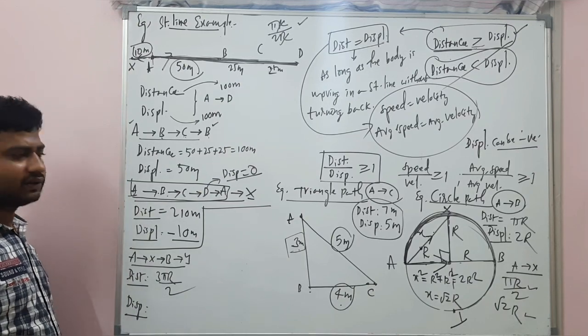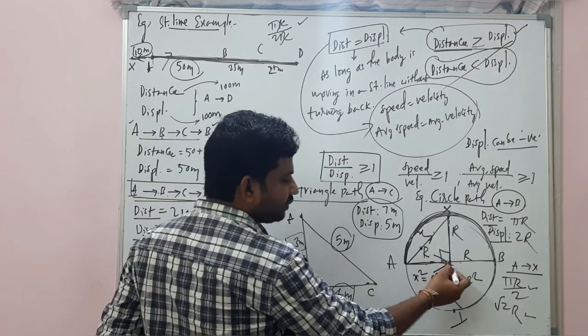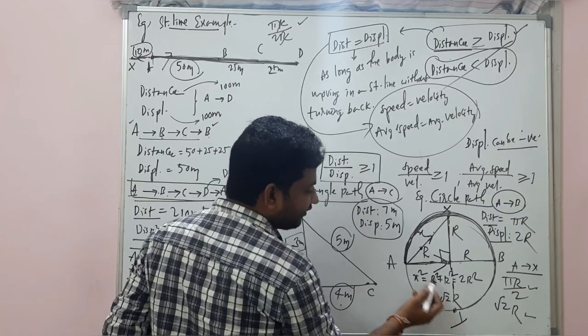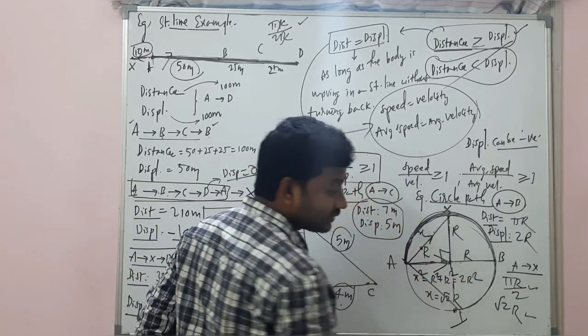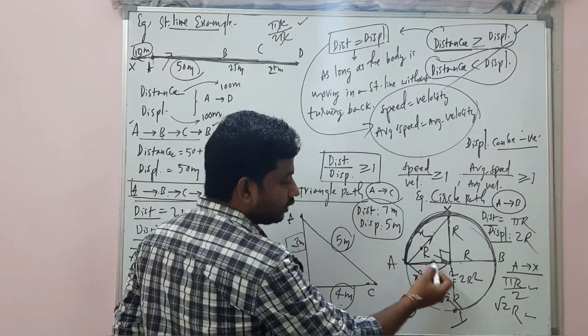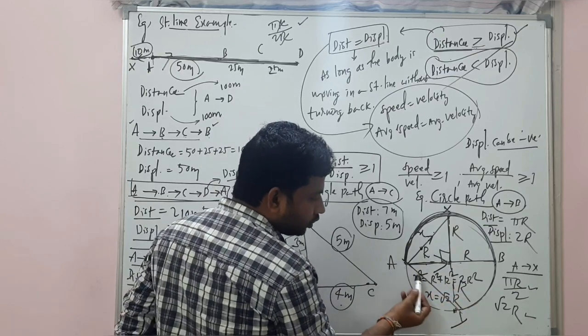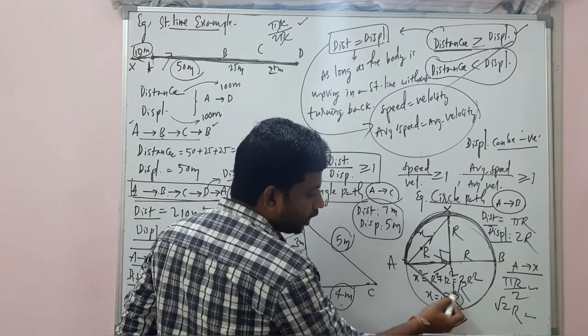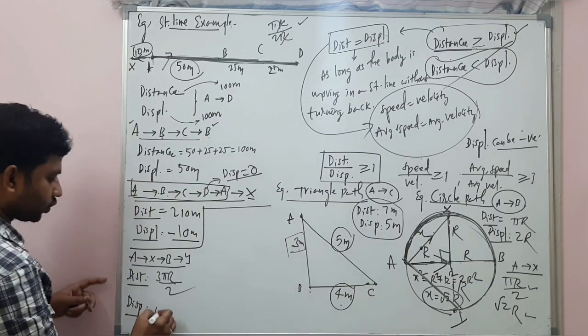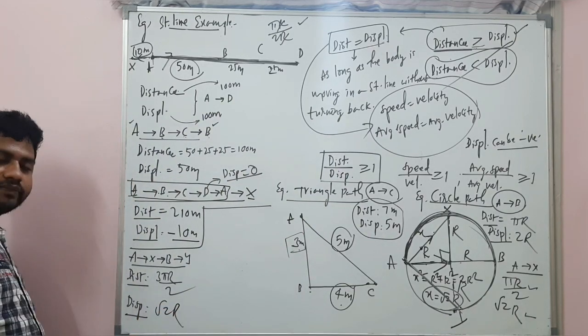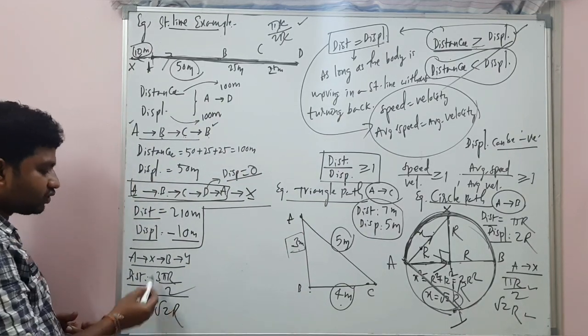What is displacement? Simple. A is the initial point, Y is the final point. Draw a straight line. It is r and this is also r. So you have this root 2r already there. So root 2r. Sometimes a question can also be asked to find the ratio of these two.